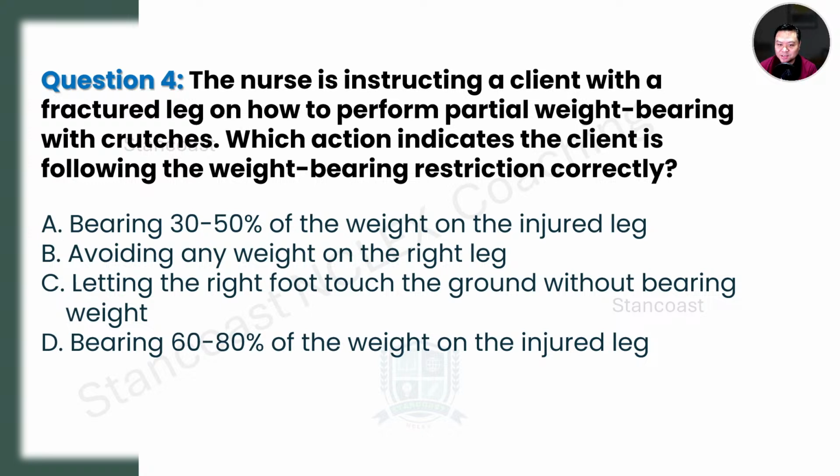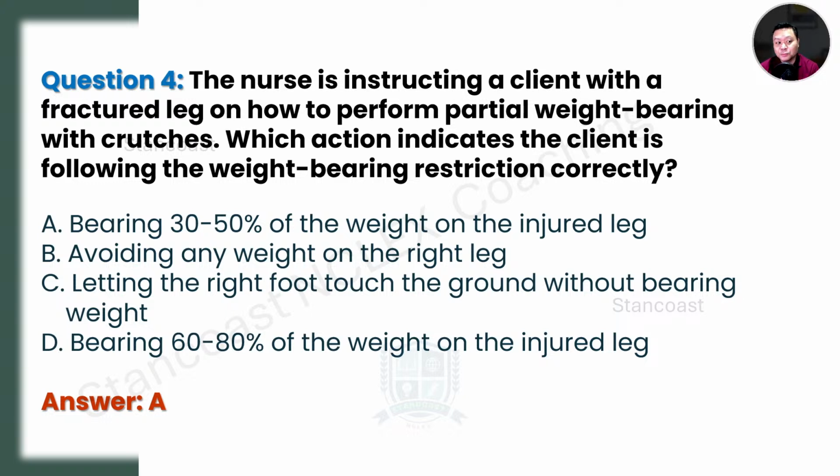All right, what is your answer here? You're supposed to instruct the patient with a fractured leg how to perform partial weight bearing with the use of crutches. So which of these options here indicates that the patient is following the weight bearing restriction? That should be letter A, bearing 30 to 50% of the weight on the injured leg. That is so obvious. With the partial weight bearing, it will allow the patient to place about this much weight, 30 to 50%, on the affected leg.